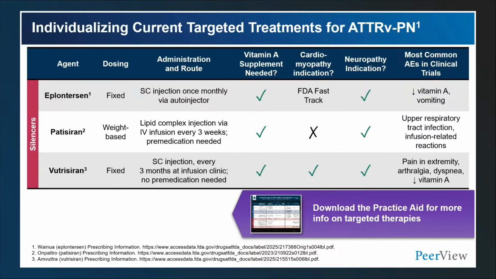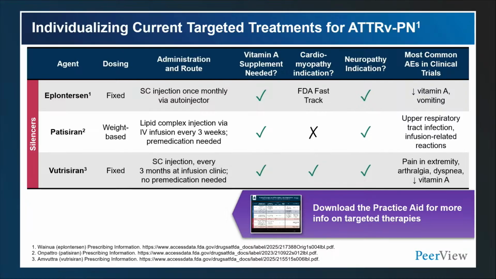So eplontersen is given once a month. It's an auto-injector, pretty easy, and the patient does it themselves. Whereas vutrisiran is given once every 3 months. However, they have to be administered via a healthcare worker. The other thing about vutrisiran, it's also approved for cardiomyopathy. So the medication can help both with the heart symptoms and with the nerve symptoms. Now, obviously, all of these medications will help with both because they're doing exactly the same thing.